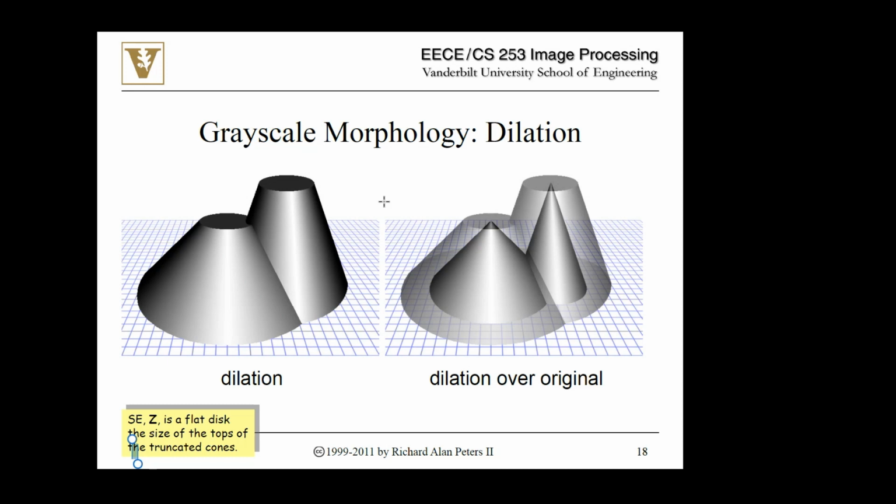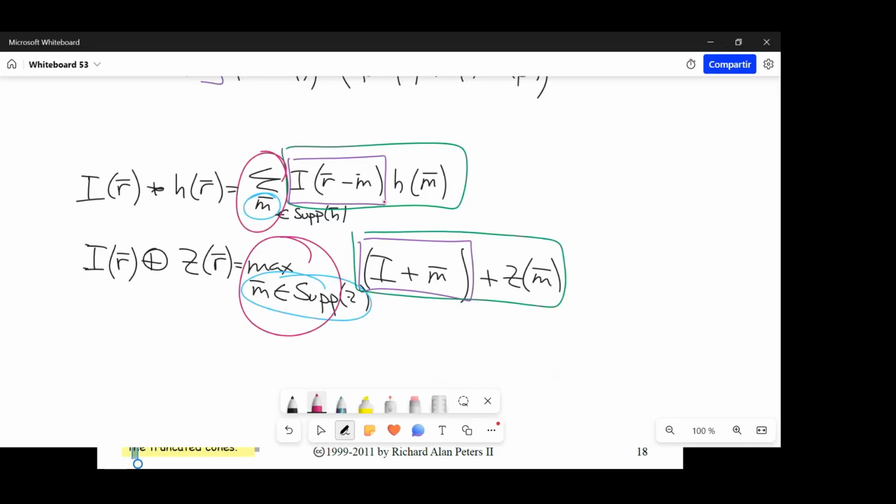Okay, so what happens when we get closer to the cone? At some point, we will touch the cone. So when we touch the cone, now we have to compute the maximum of the image plus the kernel. The kernel is zero all the time. Okay, so all this region will be minus infinity.